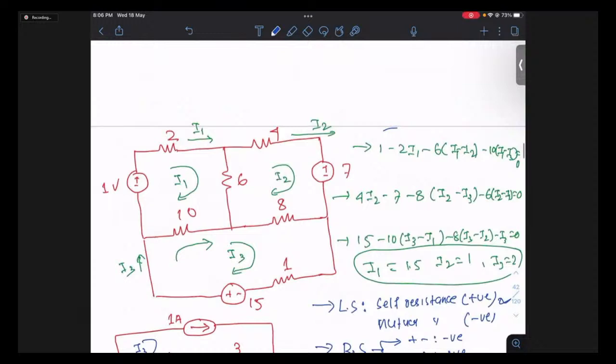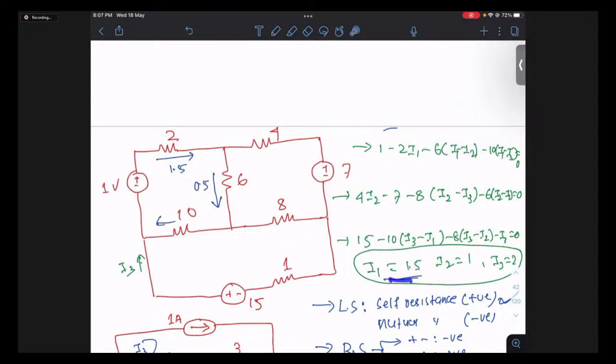But students, actually, this question is incomplete. I left it in between. I told you to find all branch currents, right? So that was the question. I just left it in between by finding the mesh currents. So let us find it. This current is I1, which is given 1.5. So I'm moving in the direction of the I1 mesh current reference. This current which I highlighted will definitely be I1 minus I2, so 1.5 minus 1, which is basically 0.5. This current is I1 minus I3, so 1.5 minus 2 is basically minus 0.5. So this current is minus 0.5.